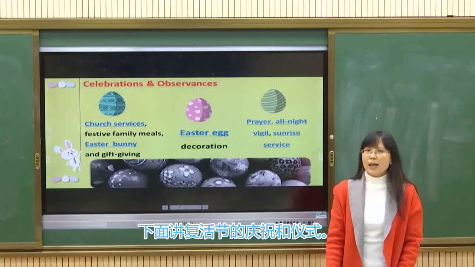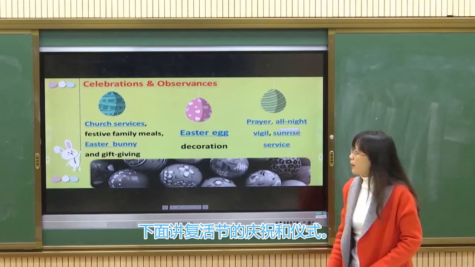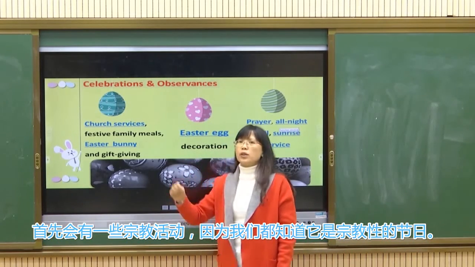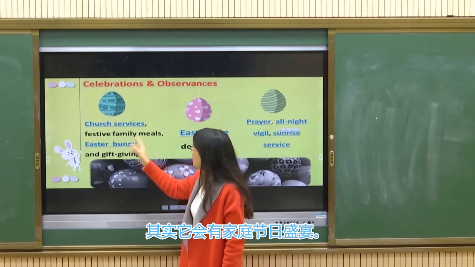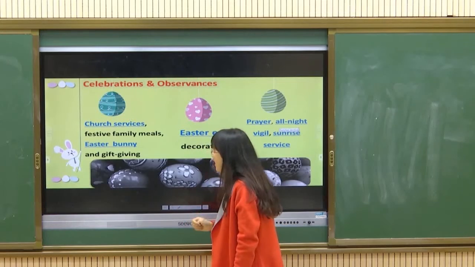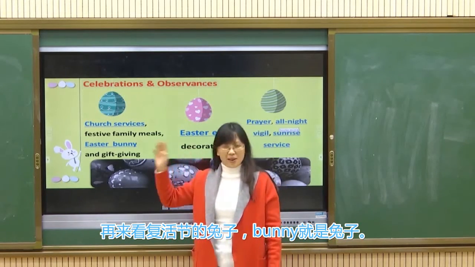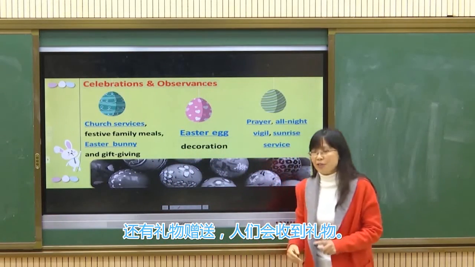And let's look at the celebrations and observances of Easter Day. First, there are some church services because we said it's a religious festival. And it has some festive family meals. And let's look at here, Easter Bunny. Easter Bunny is a kind of rabbit, okay? And gift giving, so the people will get some gifts.